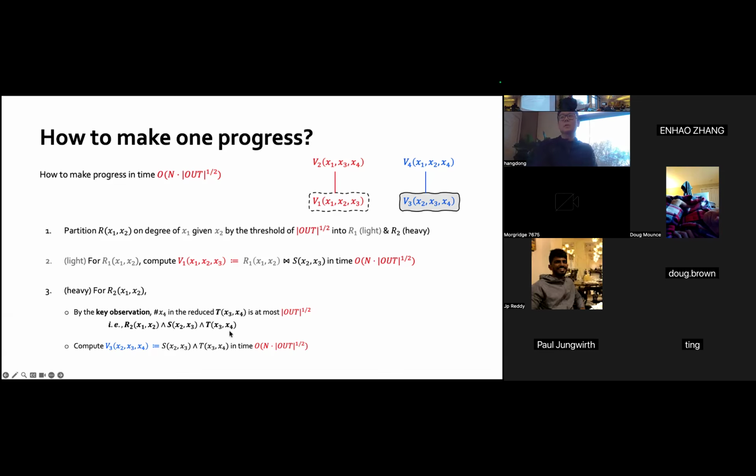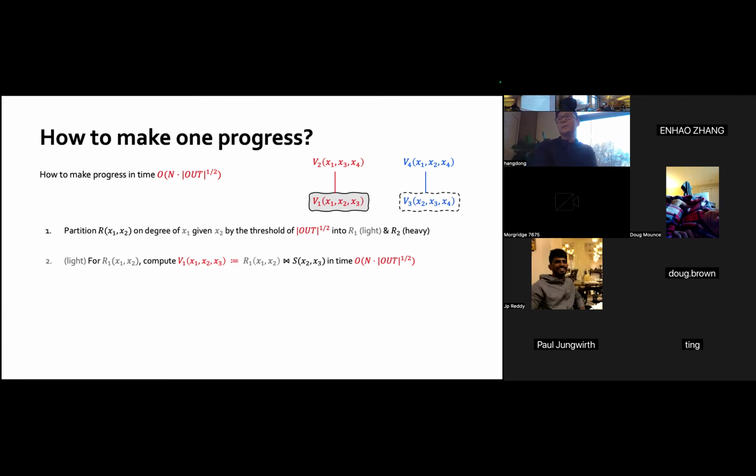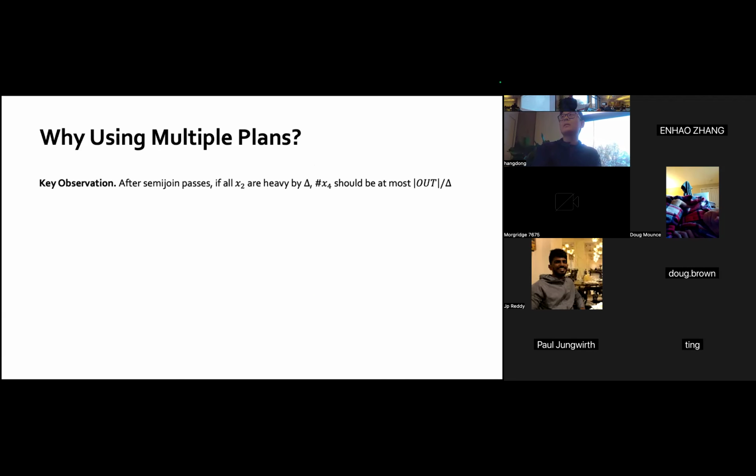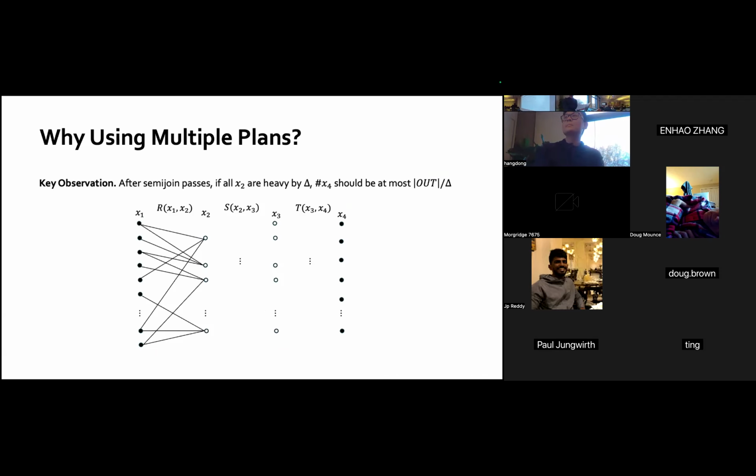This is because of the following. Let me backtrack a bit. My slides organization was pretty bad. Yeah, so here it is. Suppose you have tables R, S, and T, and then after semi-join passes, now I'm showing you all the x2s being heavy. Heavy, in this context, means heavy by 3. So every node has more than 3 connections in x1.